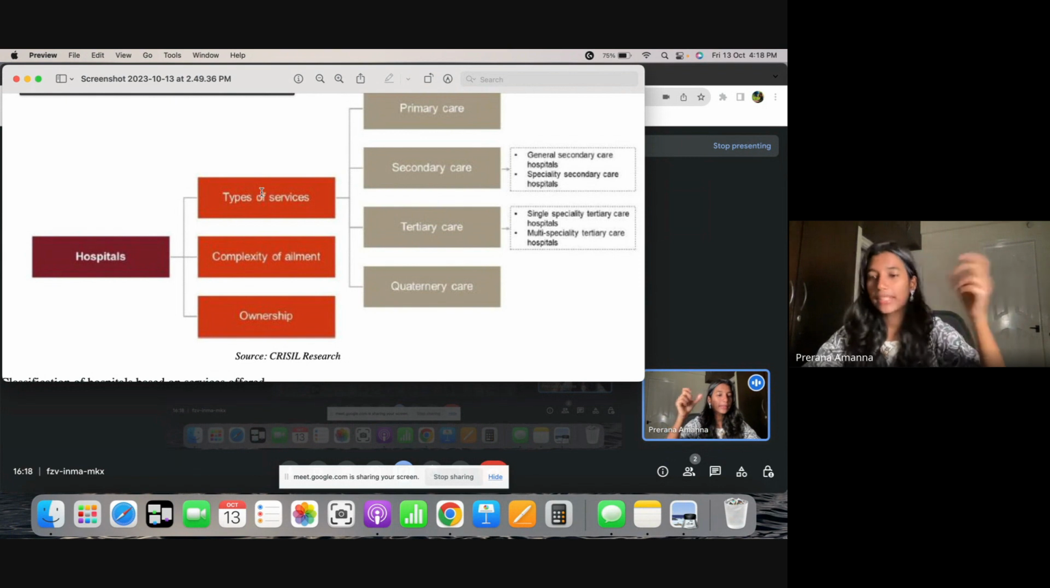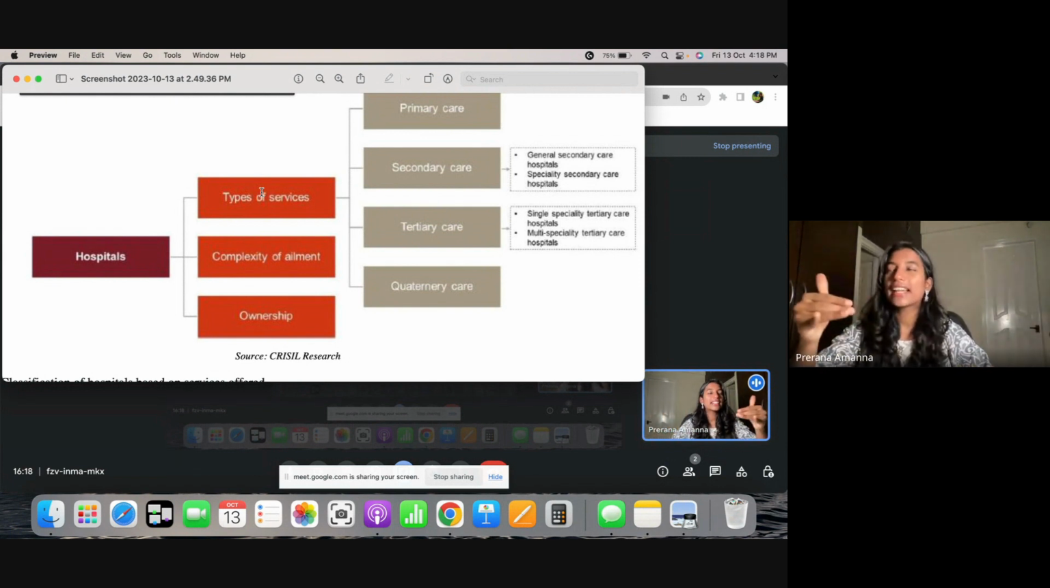In primary care, there is no bed. In secondary care, it's a little, 0 to 50. Specialty secondary care may be 50 to 100. Single specialty may be 100 to 200. So as the bed size increases, the specialty also increases, and that is how you segregate the hospitals.